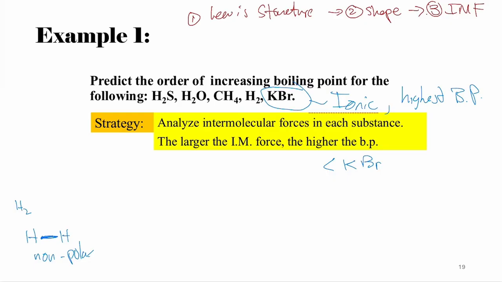Polar. Some people may have thought hydrogen bonding with this, but why can't there be hydrogen bonding here? Even though we have hydrogen, right? There's no fluorine, oxygen, or nitrogen that it's bonded to. Remember, hydrogen bonding was a special type of dipole. You need that very electronegative element bonded to it, right? So this is just nonpolar, right?